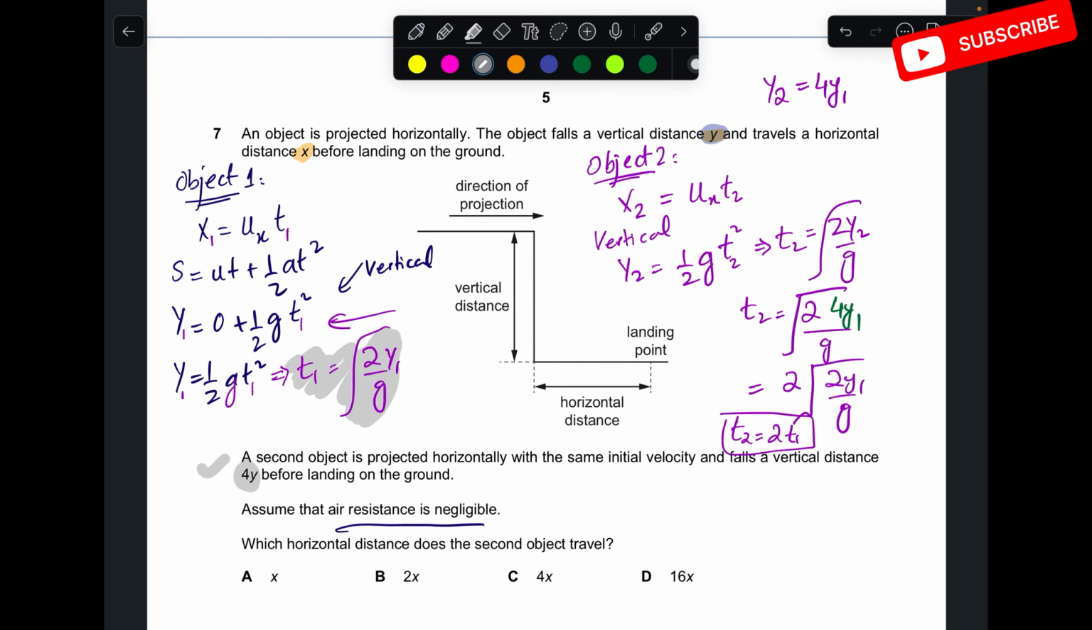Now I am going to find this thing. This is actually what we have to find. So x2 will be equal to ux into 2t1. It will give you 2 into ux into t1, and we know this is equal to x1. So x2 is equal to 2x1. So it will cover double the horizontal distance. It is option B that is correct. Okay.